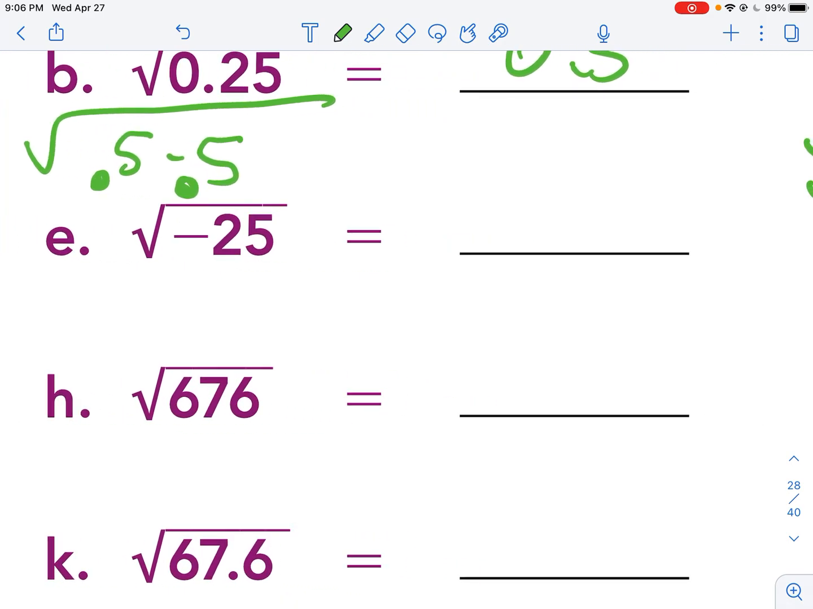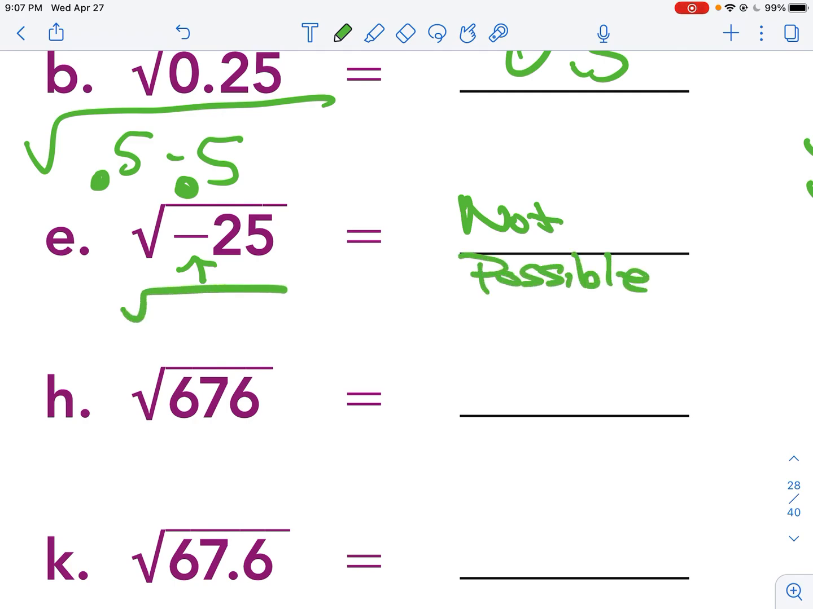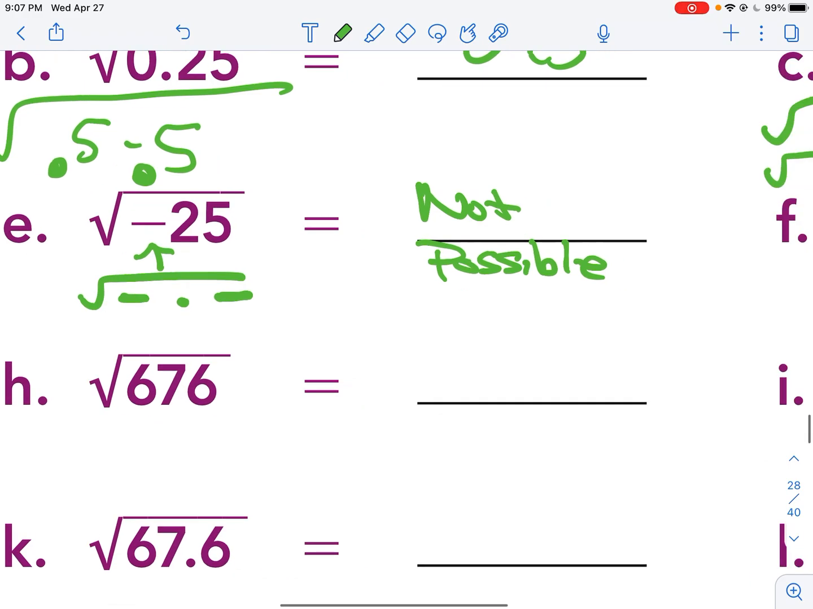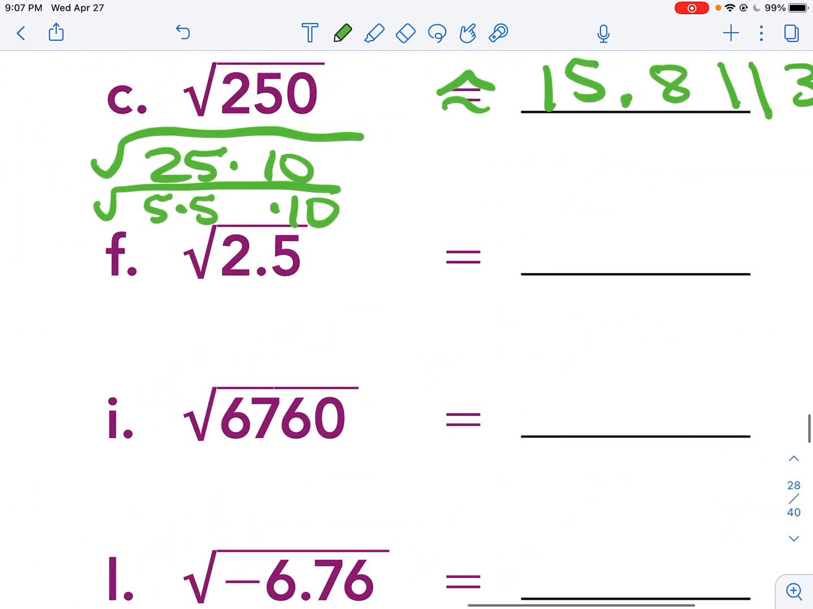This one, nothing times itself is going to get a negative number. This is not possible, because both underneath it would both have to be negative numbers. Negative times a negative. Well, negative times a negative is positive. It doesn't work.